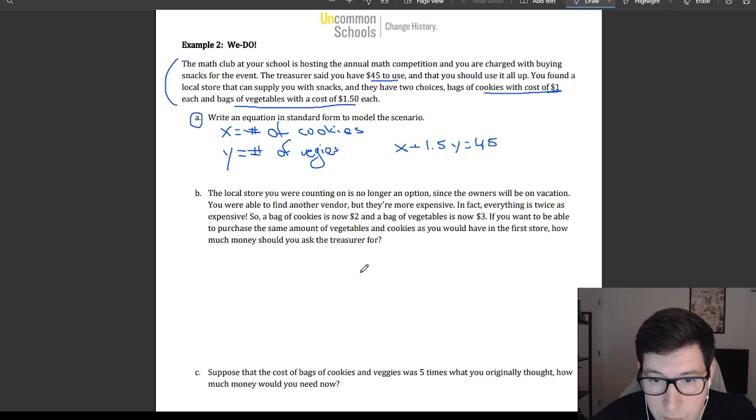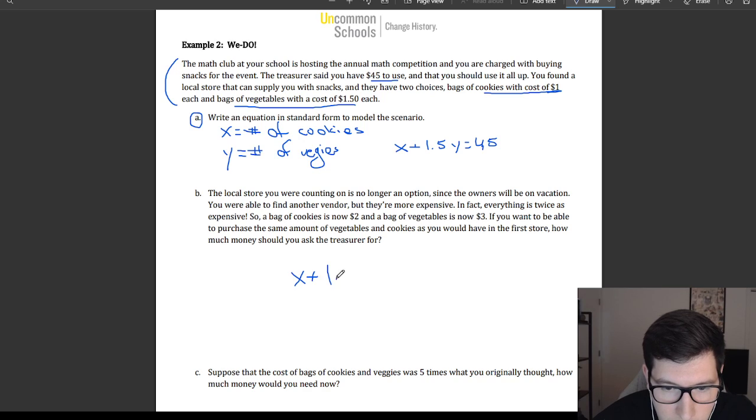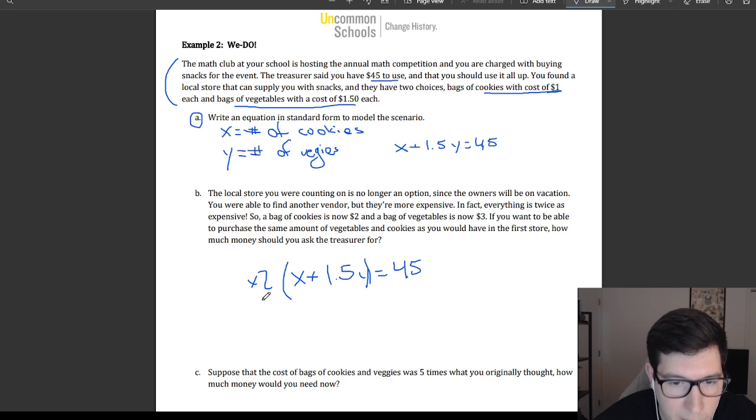Well, let's take a look back at our original equation. So our original equation that we made says, hey, we have this x plus 1.5y equal to 45. Really, that's $45, right? And we said, hey, everything over here is actually now twice as expensive. So what this is really saying is that you're taking this side and you're actually going to multiply it by 2. And remember, whatever I do to one side, I have to always do to the other. Which means that we're going to multiply this side by 2 as well.